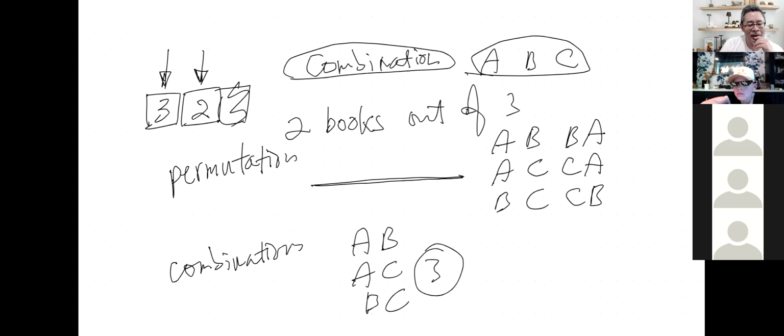Okay. Yeah, are we good here? See the difference between permutation and combination? Okay, thank you, Mason. Thank you, Mia. Thank you, Raji. Grayson, are you good?